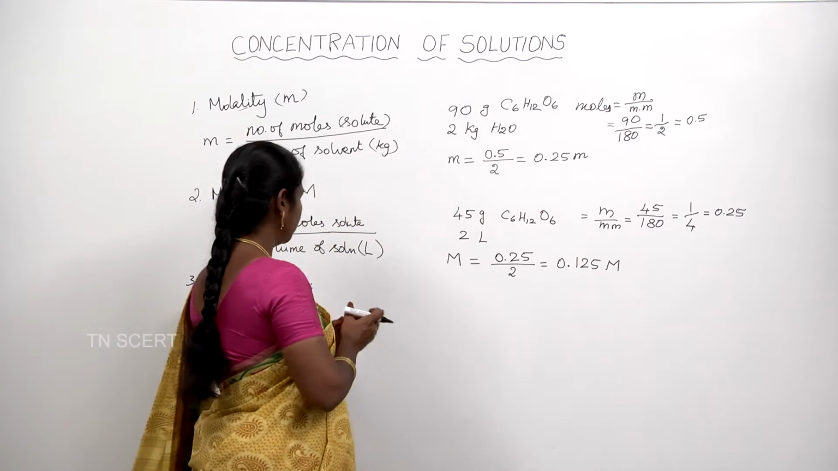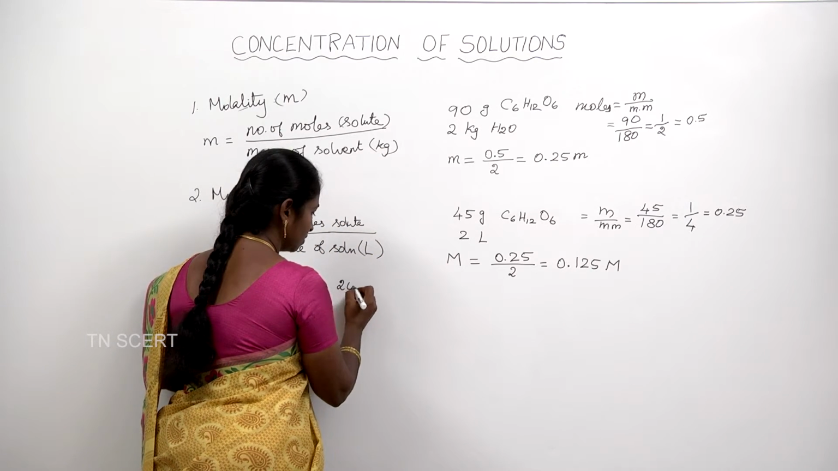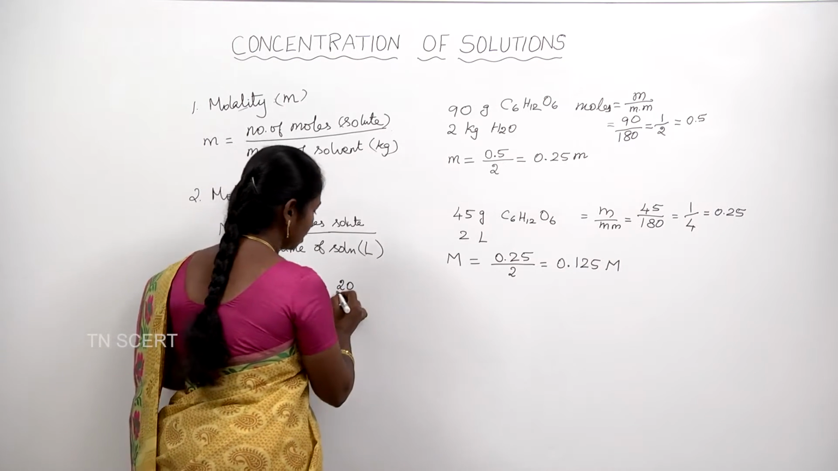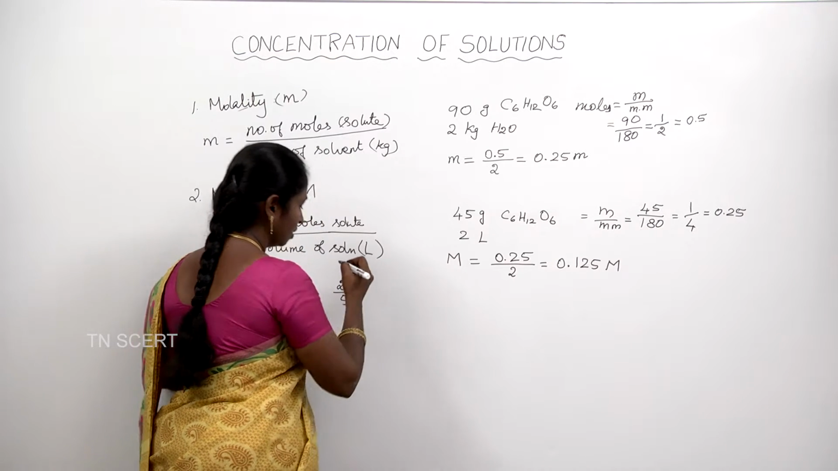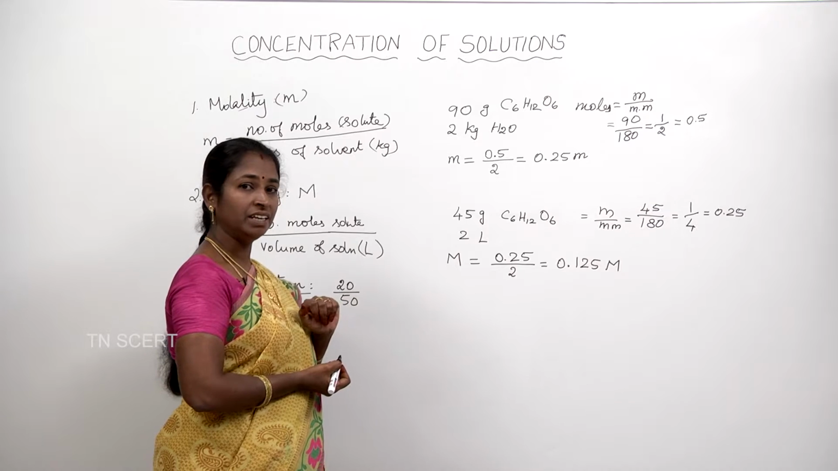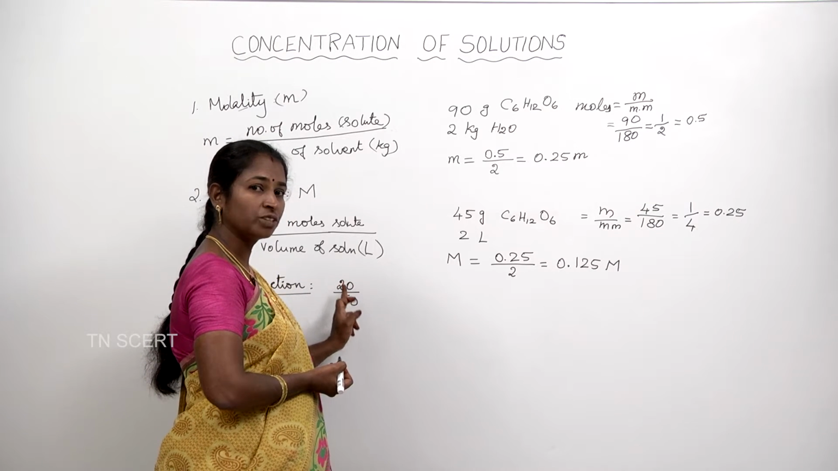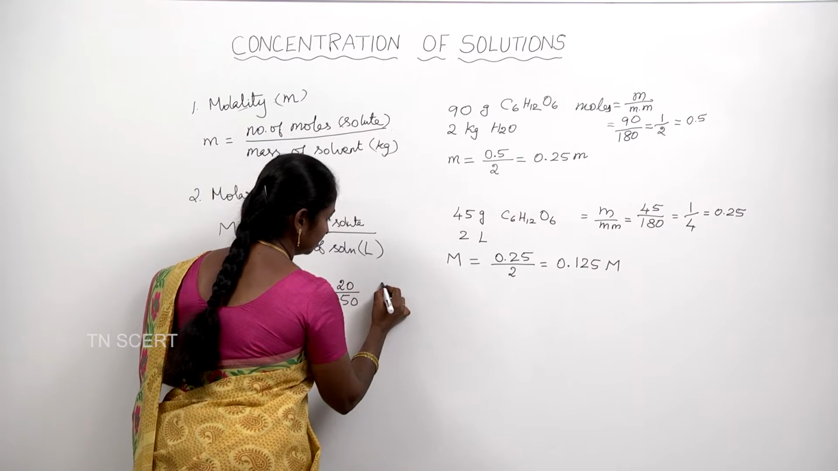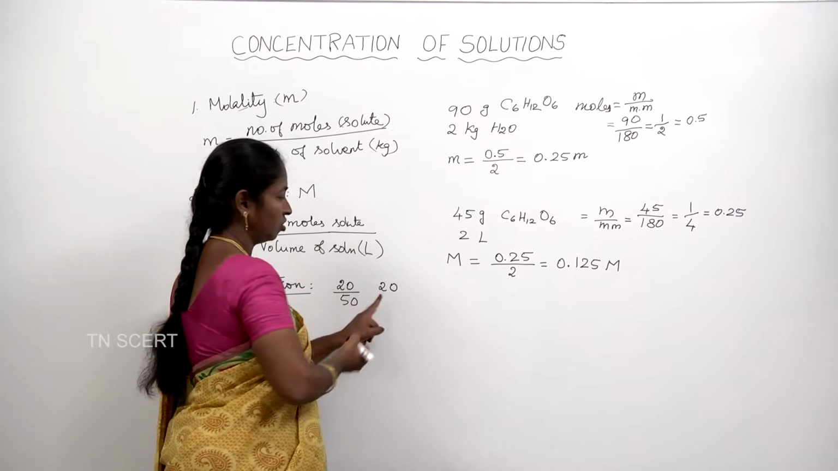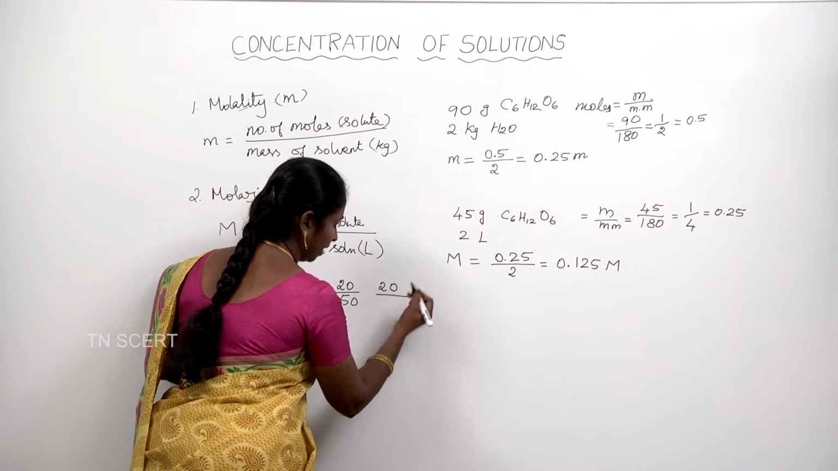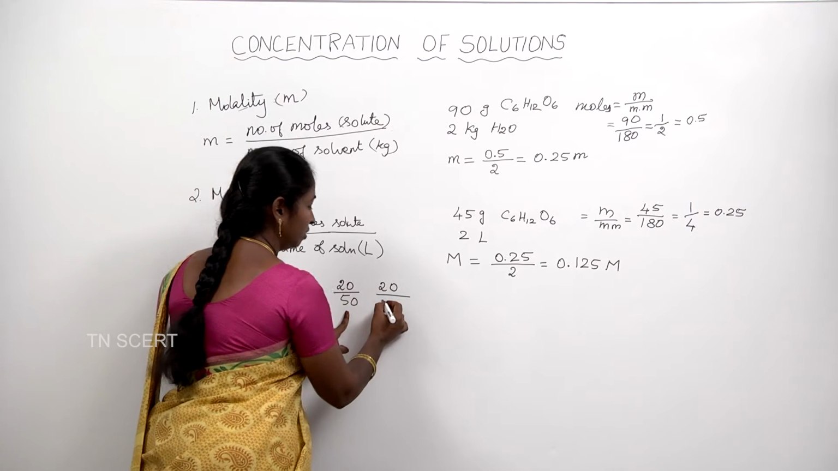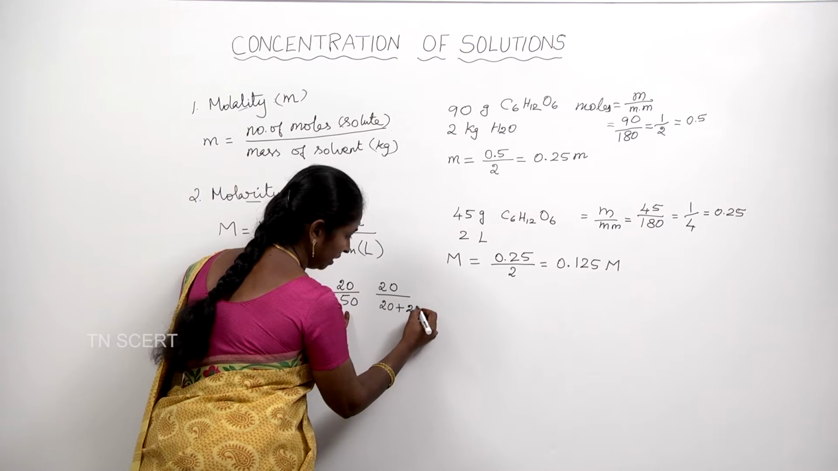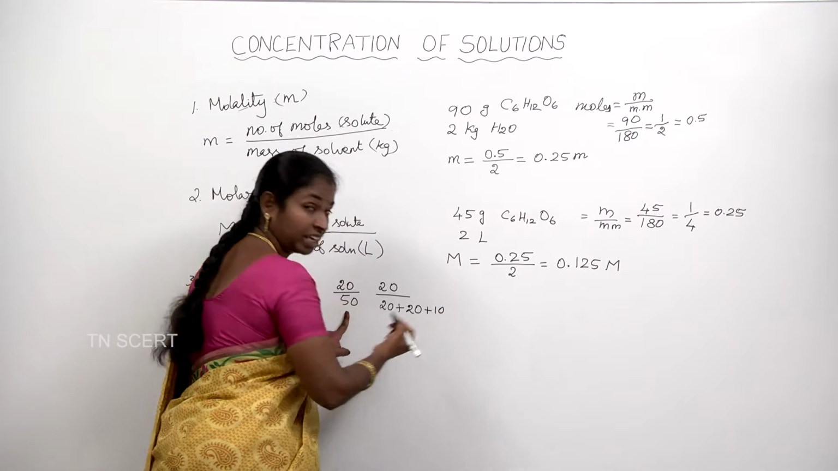Yes. How can you calculate this? 20 students are interested in cricket. Total number of students in this class is 50. So, 20 by 50 is the fraction of the students who are interested in cricket. Or you can expand this as 20 students are interested in cricket divided by the total number, which is 20 cricket players plus 20 kabaddi players plus 10 hockey players.